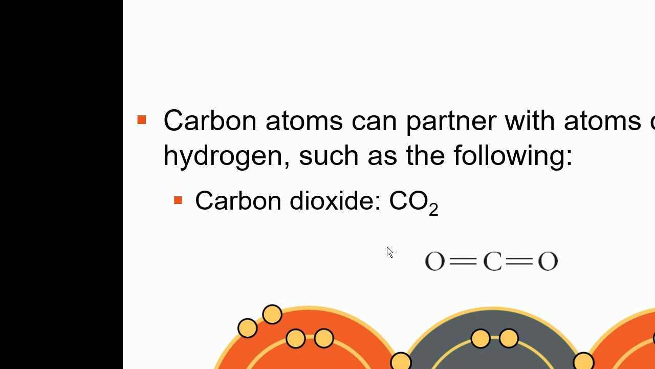So this carbon shares 2 electrons with this oxygen, and this carbon shares 2 electrons with this oxygen. Which results in the formation of a double bond between this carbon and oxygen, and it also results in the formation of a double bond between this carbon and oxygen, and that results in the formation of carbon dioxide.